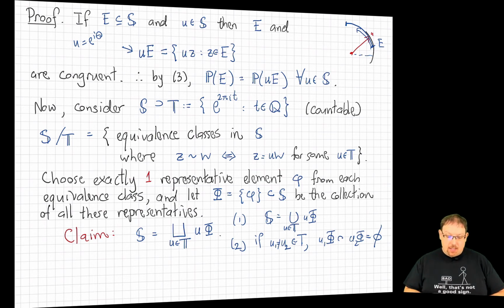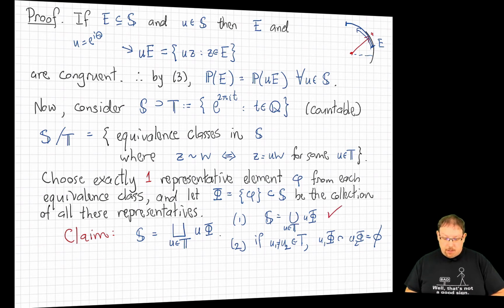So let's think about why each one of those is true. As I said a moment ago, property one is more or less the definition of what's going on here. What we've done is to choose a representative from every single equivalence class under rotation. And that means that for each point in the circle, it's in some equivalence class, and therefore there will be a representative in the set phi, which is a rational angle multiple away from it.